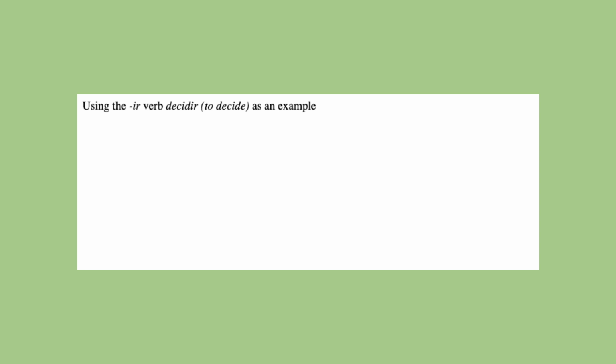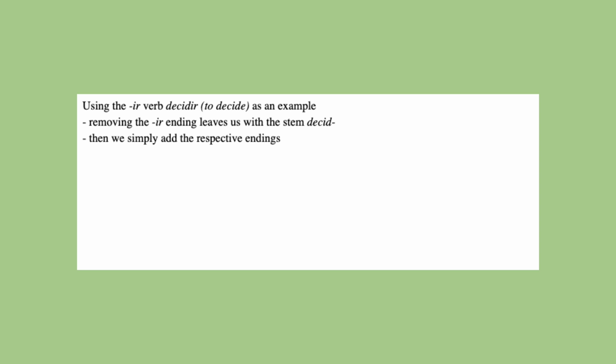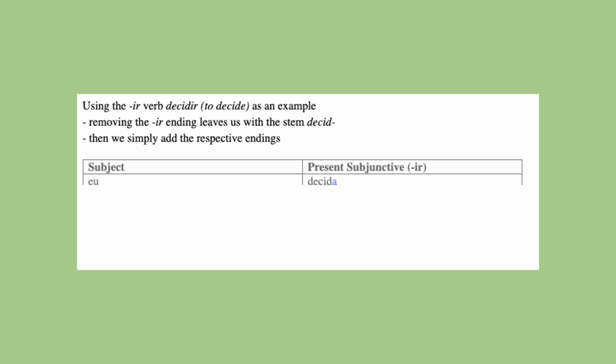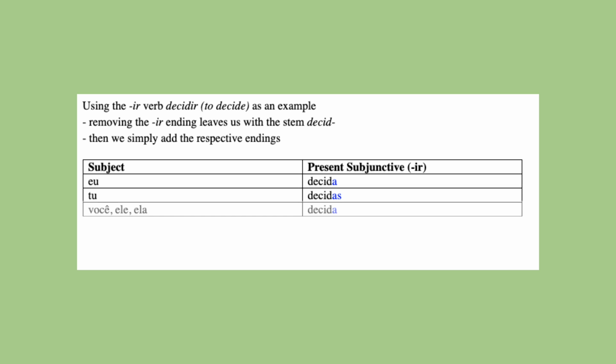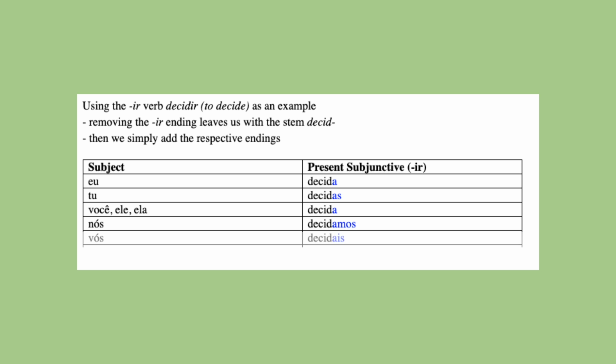And decidir is also a regular verb, so we simply remove the IR ending to obtain the present subjunctive stem decid, and to this we add the present subjunctive endings afterwards. Decida, decidas, decida, decidamos, decidais, decidam.